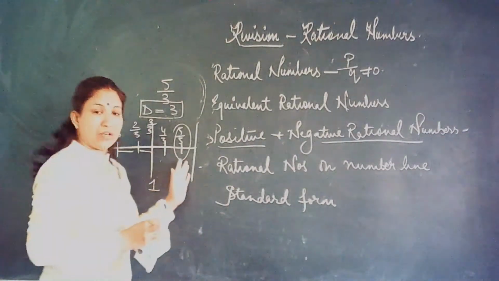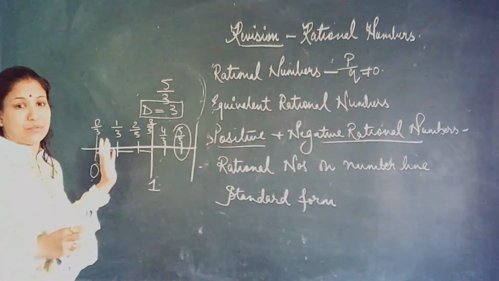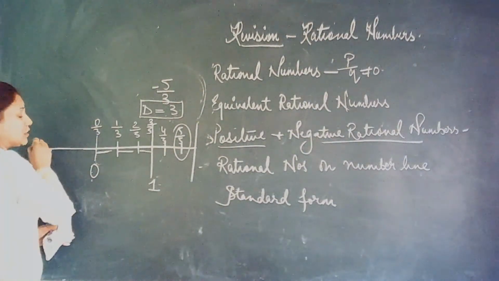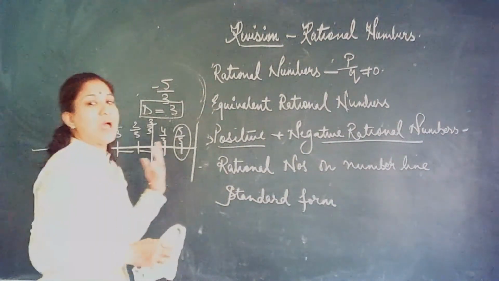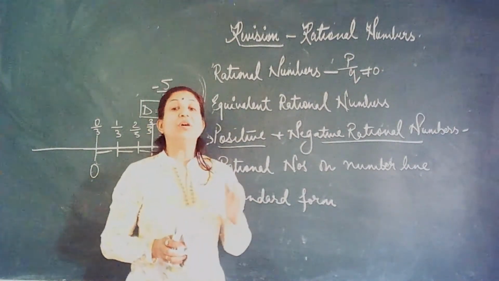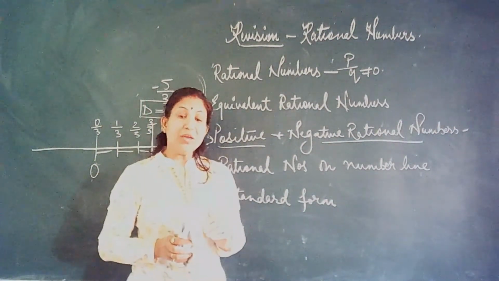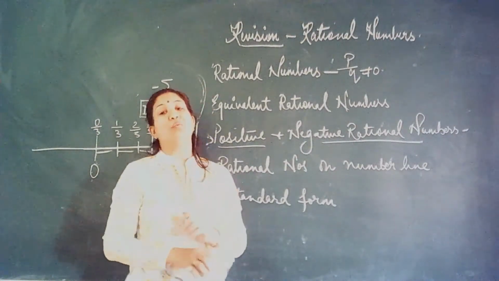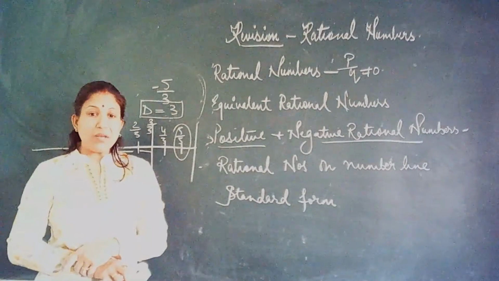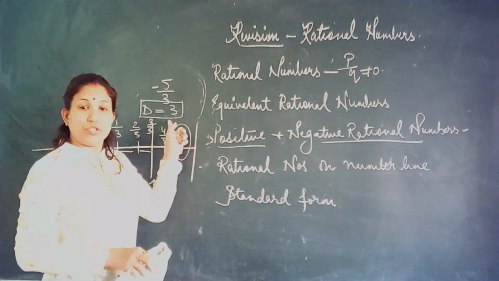Whether it is a negative or positive rational number, in the same way, if it is a negative rational number, move towards the left of 0 and mark it the same way on the number line. So this is one more thing we have learned: if you are asked to mark a rational number on a number line, you take help of the denominator.